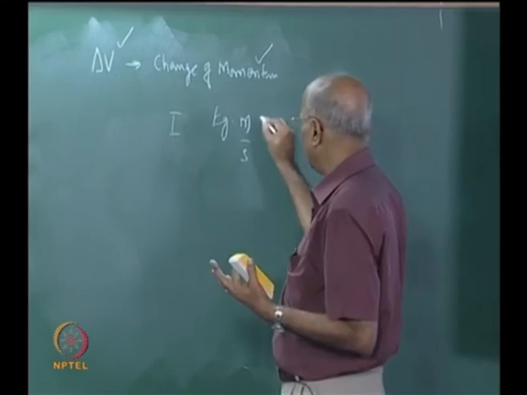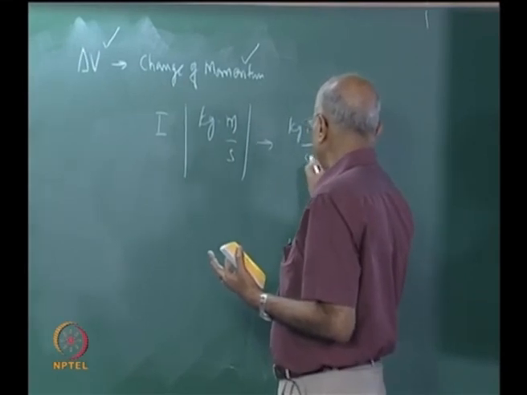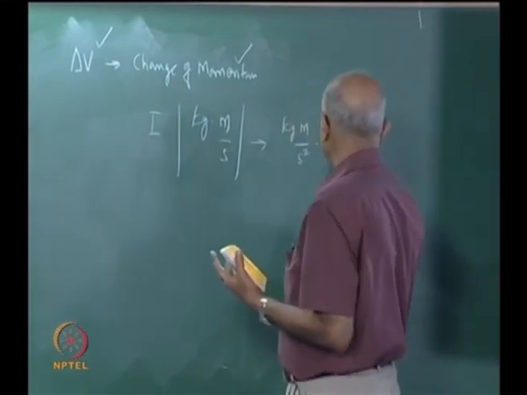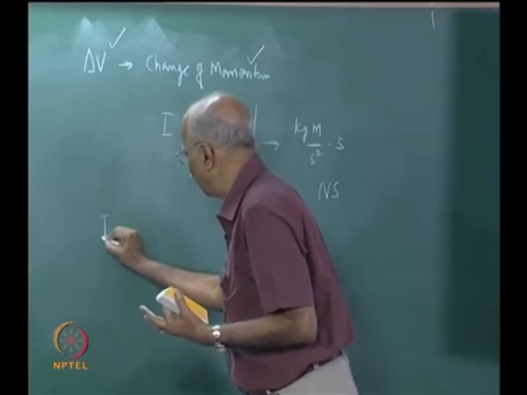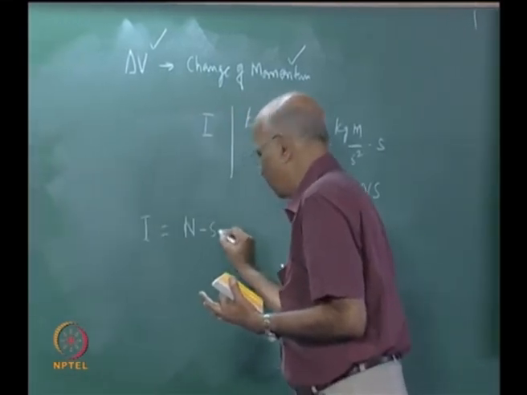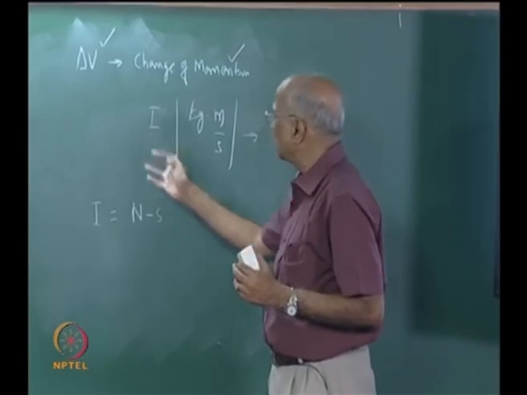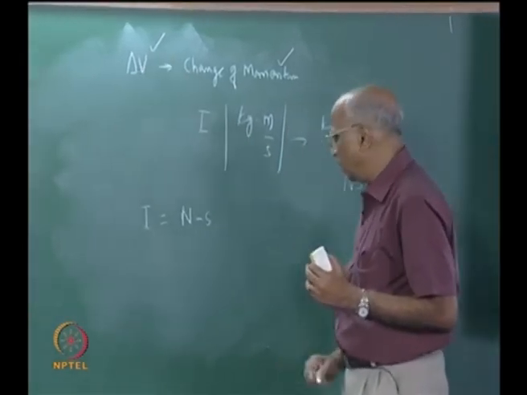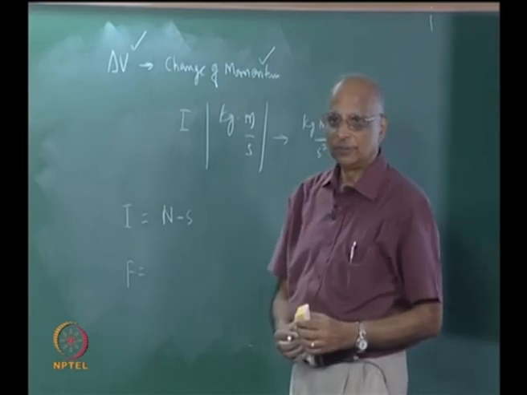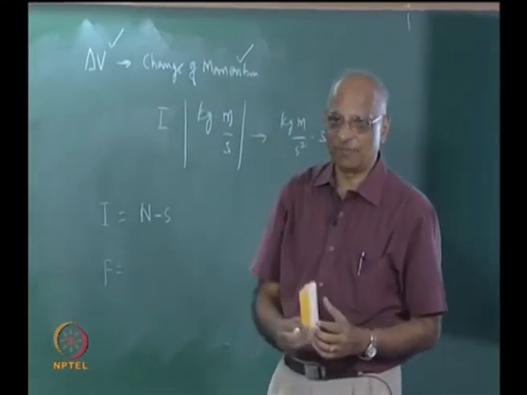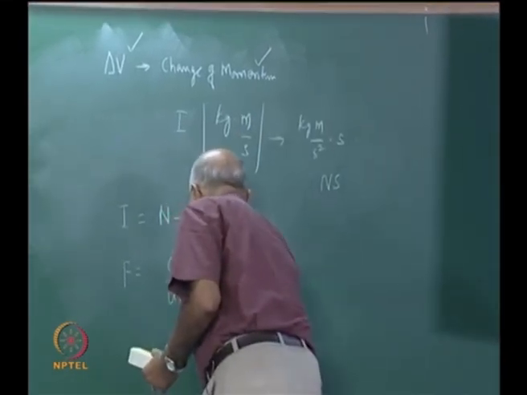But kilogram meter per second can also be written as kilogram meter per second squared into second, which is the same as Newton second. Therefore, I can write the impulse as equal to Newton second, right? Now, the impulse in Newton second is what gives delta V. Therefore, what is the force with which the rocket is pushed up? It is the rate of change of momentum, that means d by dt of mV or d by dt of I.